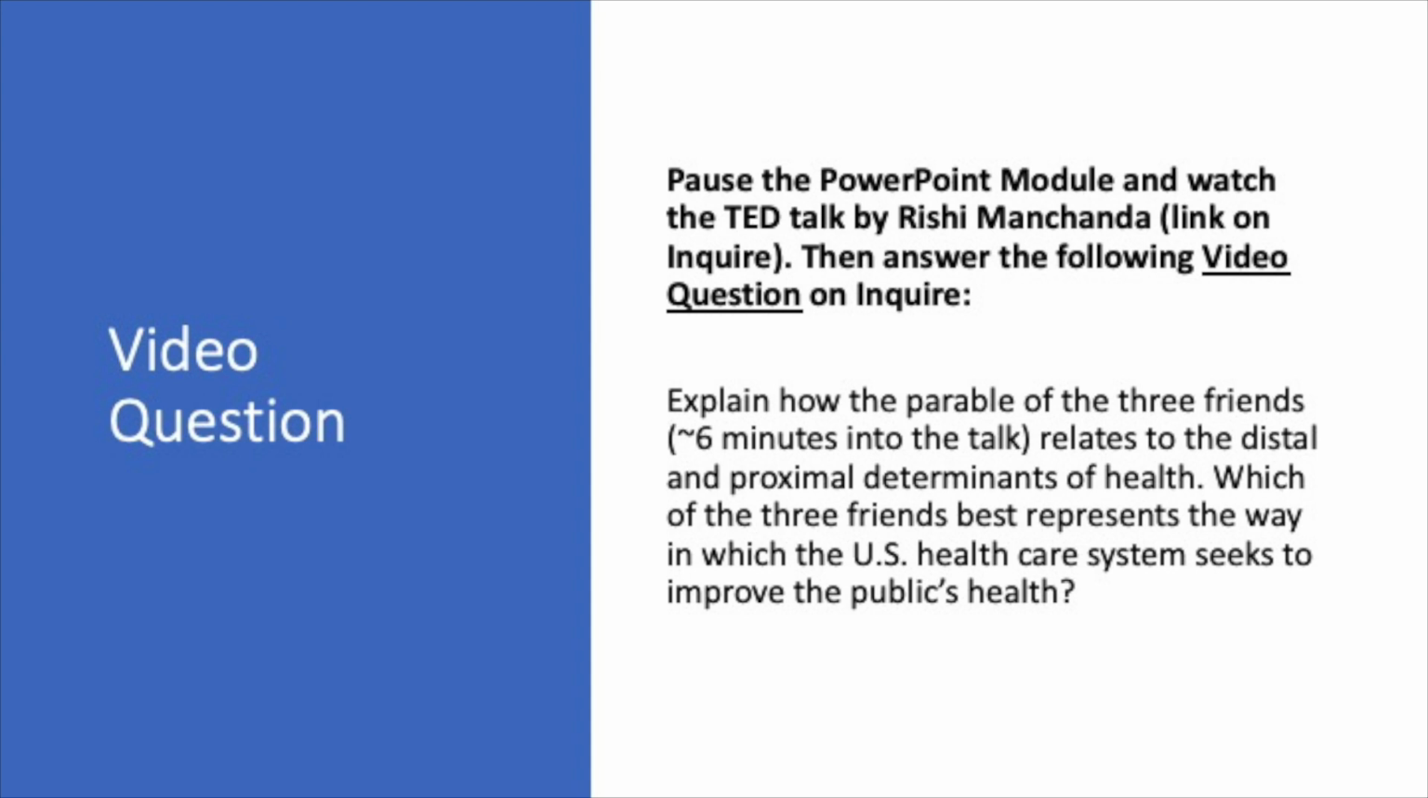Explain how the parable of the three friends, and this is about 6 minutes into the talk, how does this relate to the distal and proximal determinants of health? Which of the three friends do you think best represents the way in which the US healthcare system seeks to improve the public's health? So it is a two-part question, and this is based on the video. So you can pause here, go to Inquire, watch the TED Talk, and then answer this question.